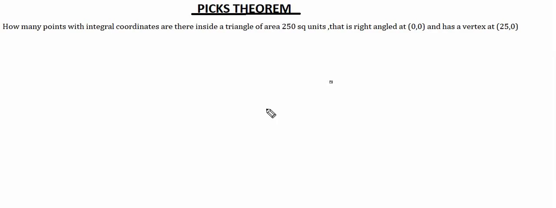So let's start. How many points with integral coordinates are there inside a triangle of area 250 square units that is right angled at (0, 0) and has a vertex at (25, 0)?